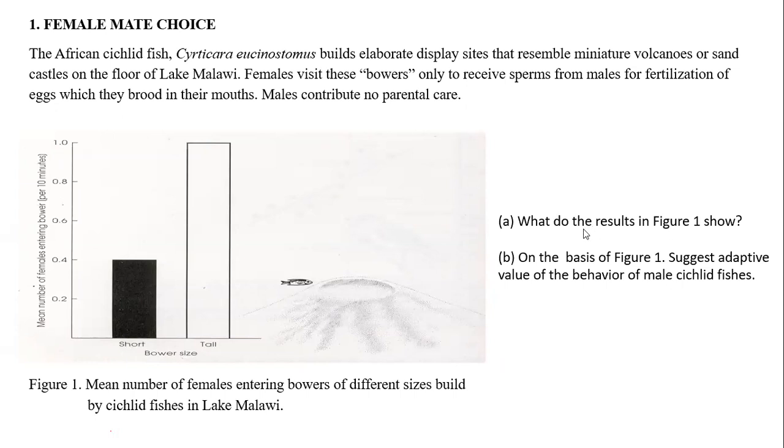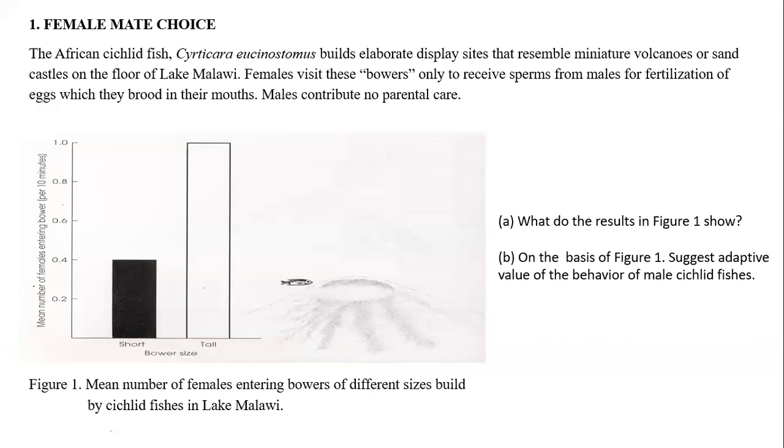Now here the question says, what do the results in figure 1 show? When we are asking what the results show, I'm not asking you to tell me that there is short and tall and so on. I'm actually asking, what is the trend that is observed in this graph or chart? So that is our first task. Do I have someone who can say something about what is observed here? What trend do you think we can say here?